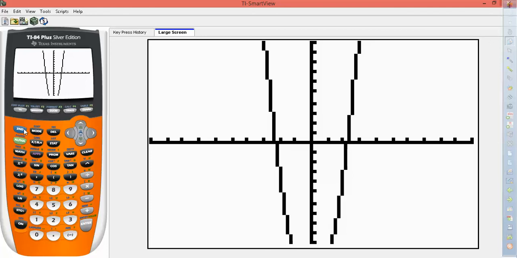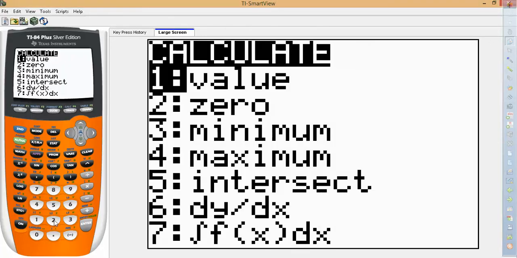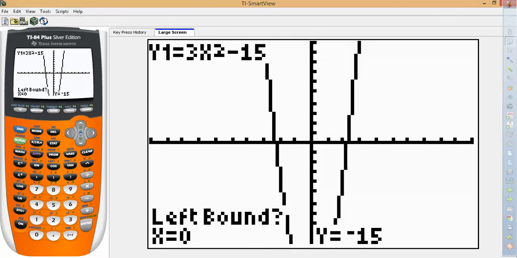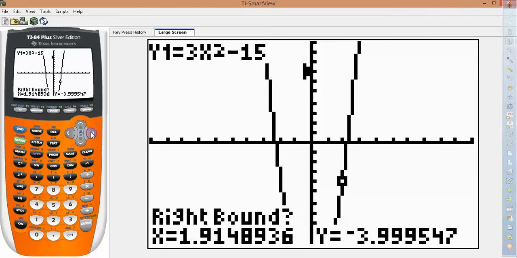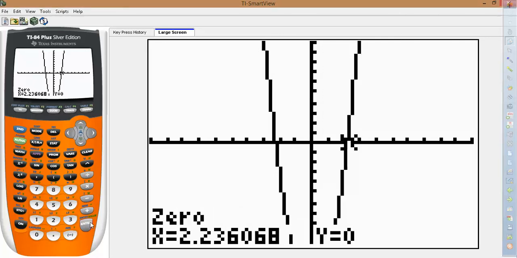So, how do we do that? Press the second button, press the trace button, and then we're picking 2 to find the 0. Left bound, see where it's at right now, 0, -15. I'm actually sitting on the y-intercept. That's good. That's on the left side of that positive 0 there. So go ahead and press enter. Now it wants right bound, so arrow over to the right until we're floating above it. There we go. Press enter. Press enter one more time. Hey, you're looking at about 2.24.